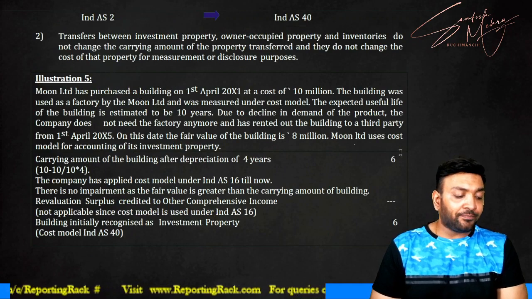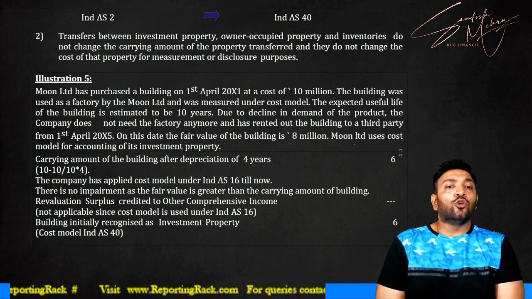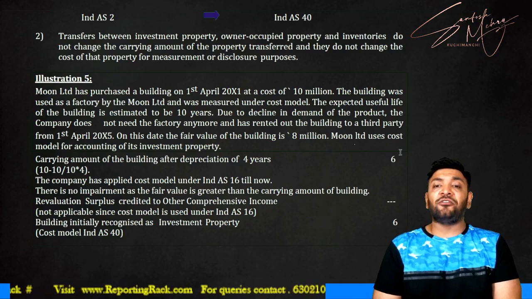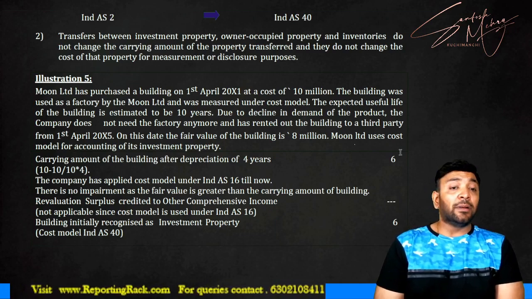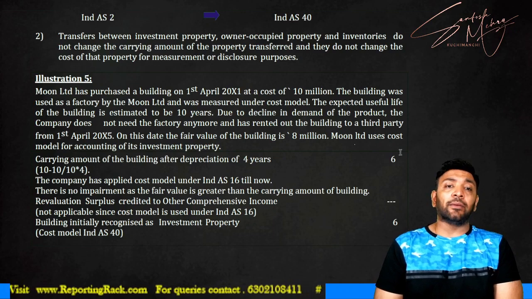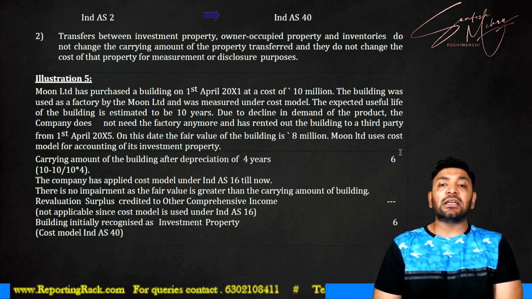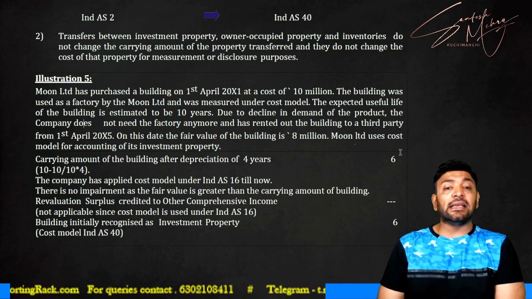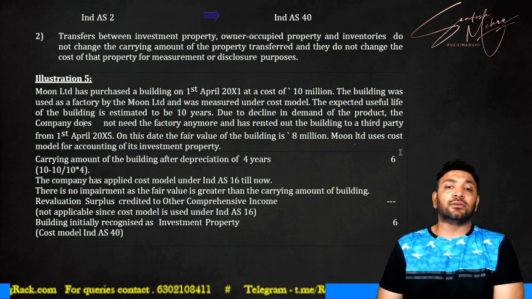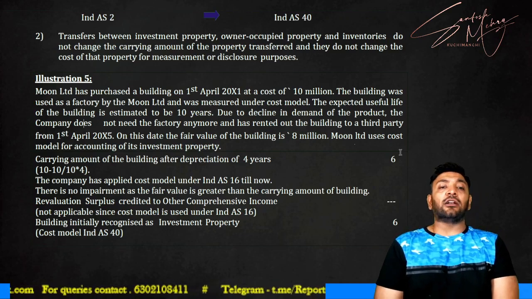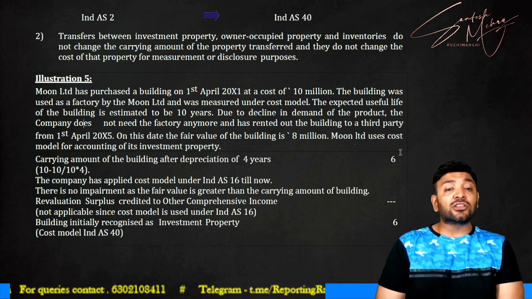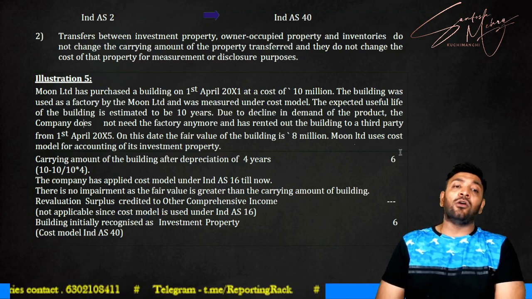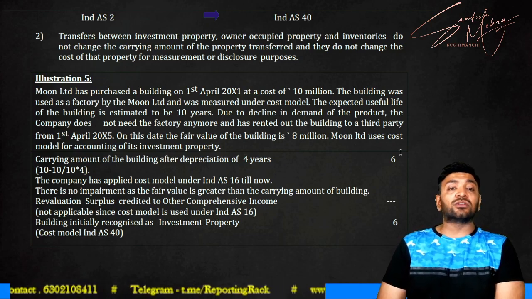Illustration number 5. Moon purchased a building on 1st April at a cost of 10 million. The building was used as a factory by Moon Limited, measured at cost model. The expected useful life of the building is estimated at 10 years. Due to decline in the demand of the product, the company does not need the factory anymore and has rented out the building to a third party from 1st April 2025.